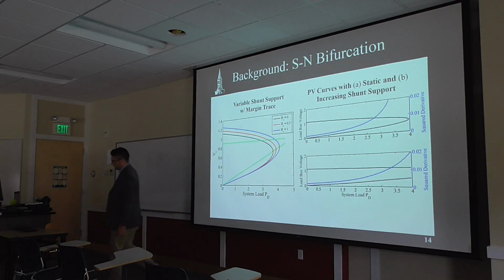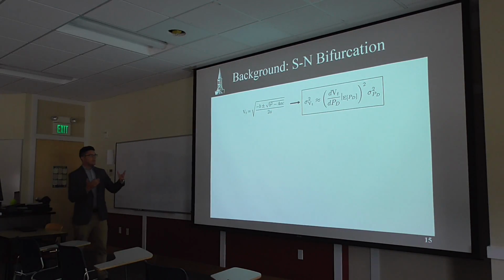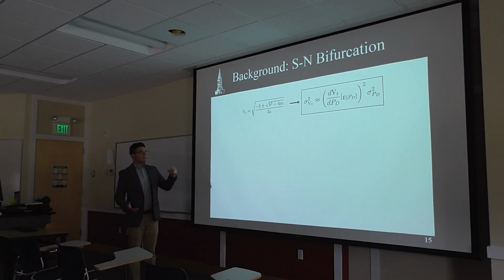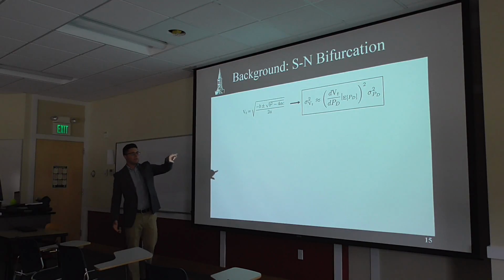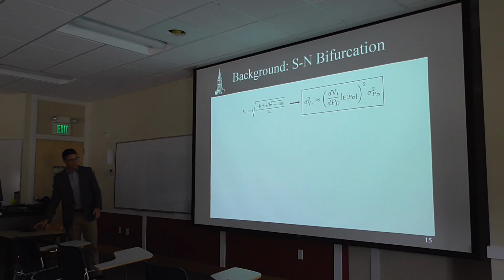And why that's important to consider is that when we have an analytical expression for the two-bus voltage magnitude, we use the delta method, and we take the square of the derivative of the nose curve, multiply it by the load noise, and that gives us bus voltage variance. Now, bus voltage variance is something that we can measure with these phasor measurement units, and so we can use it as an early warning sign.